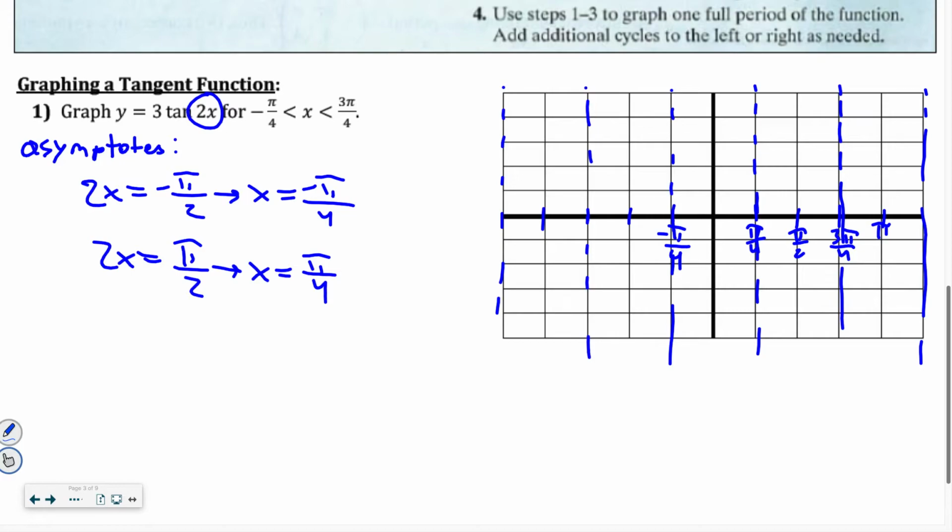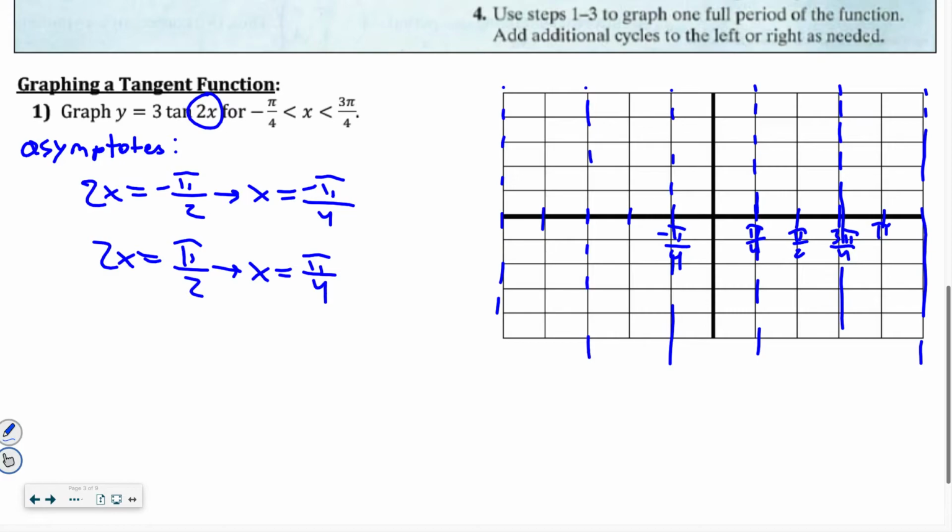Yes? So pi over 2 is the period. So our period, if we want to figure out what the period is, the default period for tan is pi. So pi over 2 would be our period. Does that make sense? That's the distance between our asymptotes. From negative pi over 4 to pi over 4, that's pi over 2. So that's why those align.